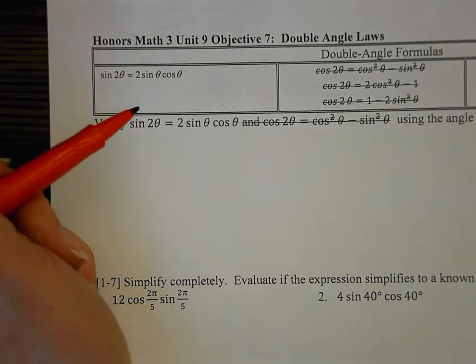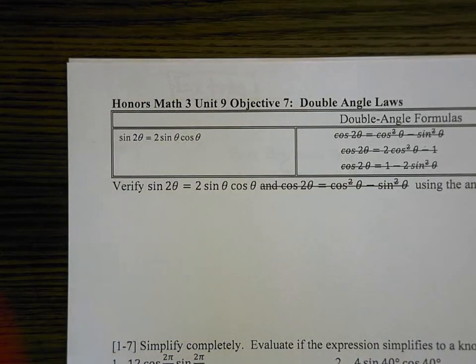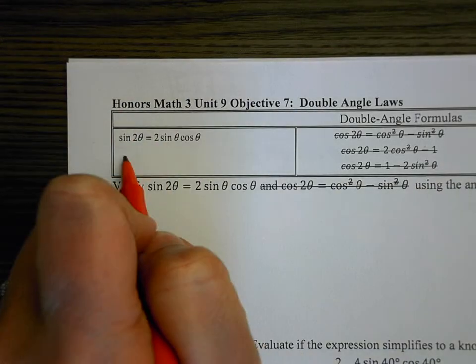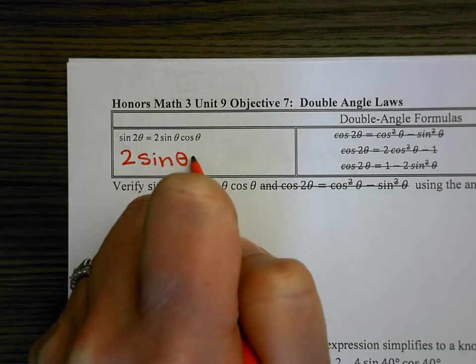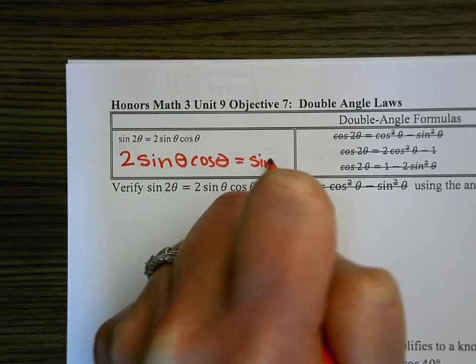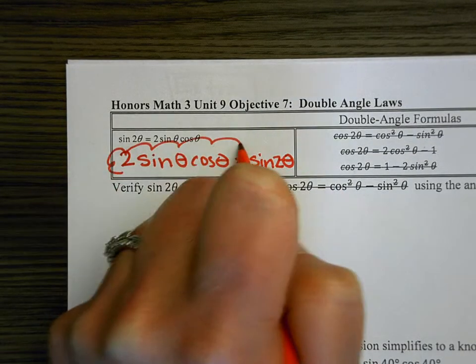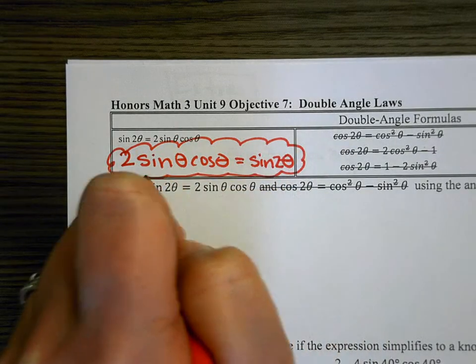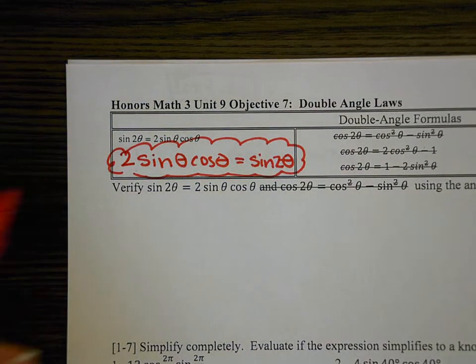You can use it both ways: as an expansion, or as a combining or contraction. The way we are going to be using it is this way. If we have 2 sine theta cosine theta, that is equal to sine of 2 theta. This is the way we're really going to be using it, and all of our practice will be on this version right here.